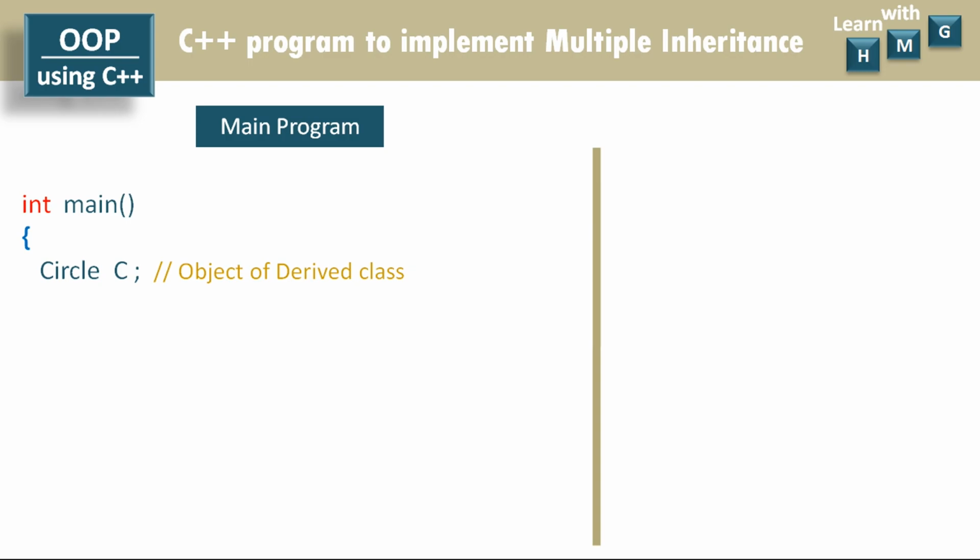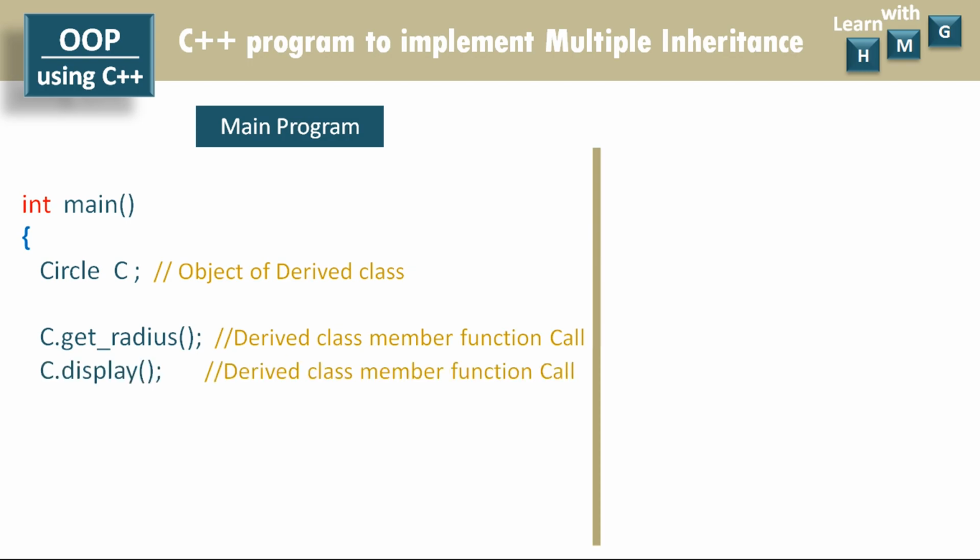Then the input operation is done by calling the getRadius function, so C dot getRadius. getRadius is the member function of the derived class. Then C dot display will display the radius, circumference and diameter by calling the display function. This is also a derived class member function. So here the object C is calling the member functions of the derived class, that is getRadius and display. And we have defined the display function, in which internally we have called the member functions of all three base classes. So return 0.